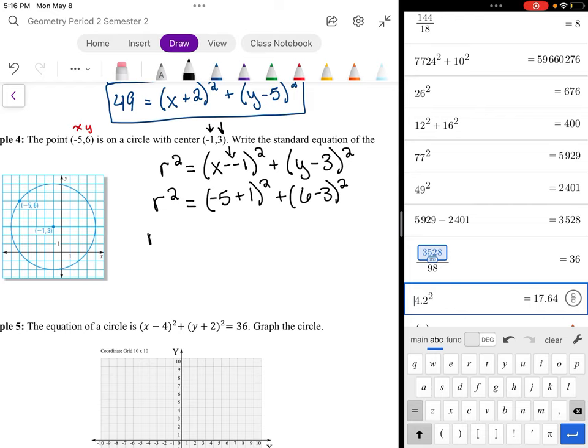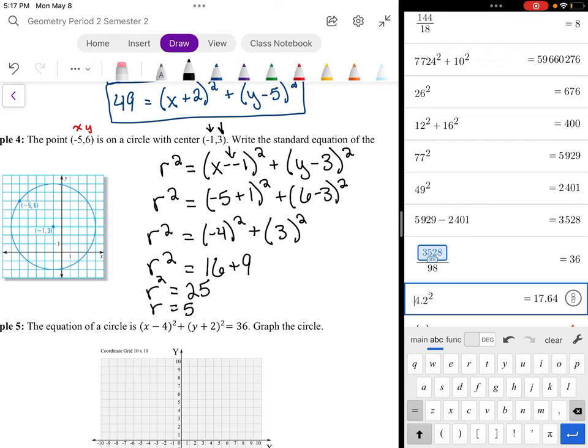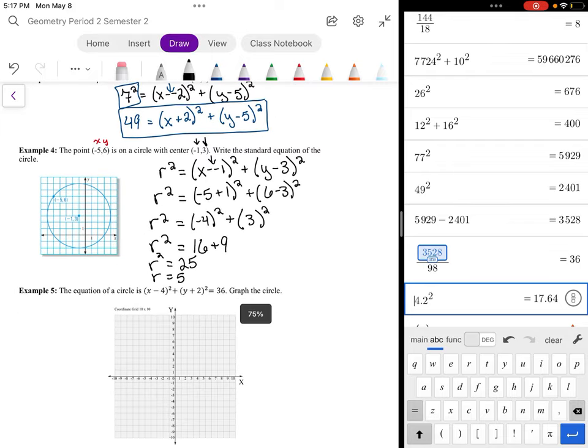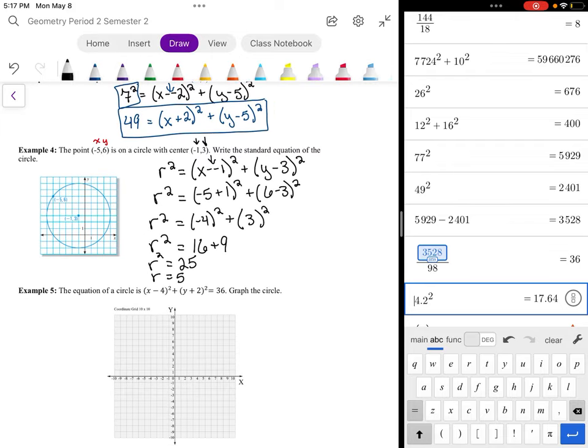So we're just going to go ahead and simplify this. So -5 plus 1 is going to become -4 squared, and then 3 squared. This tells us that our radius squared is going to be 25, and our radius would be 5. So if we didn't have the graph, that's one way we could solve it.